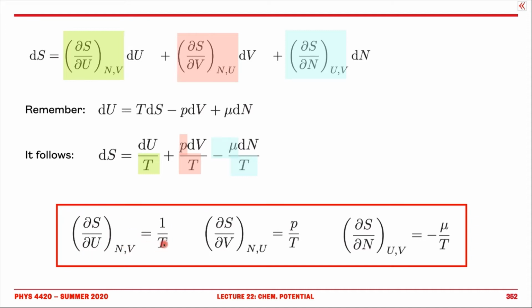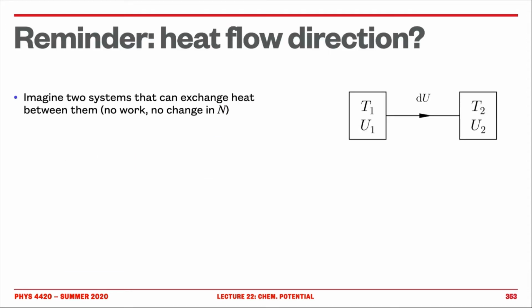Well, it's actually just 1 over the temperature if that derivative is calculated at constant number of particles and constant volume. How does the entropy change when we change the number of particles? When we change the number of particles at constant total energy and constant volume, that change is actually minus mu over T. And these are things that will come in very useful when we move forward with the mathematics here. Okay, so let's try to go back.